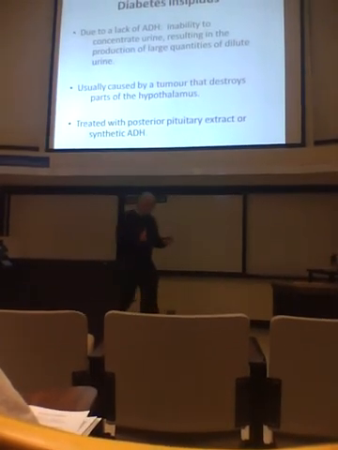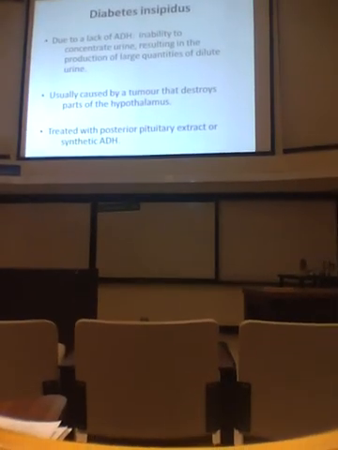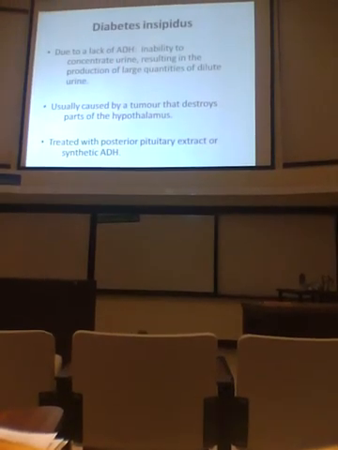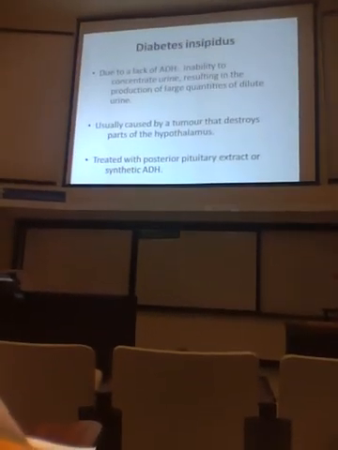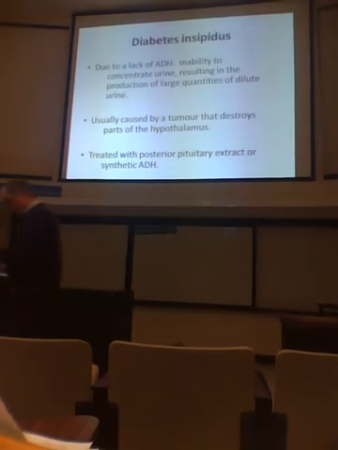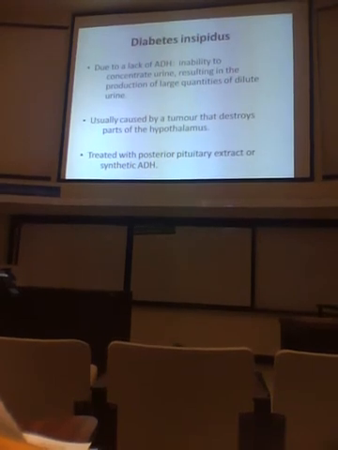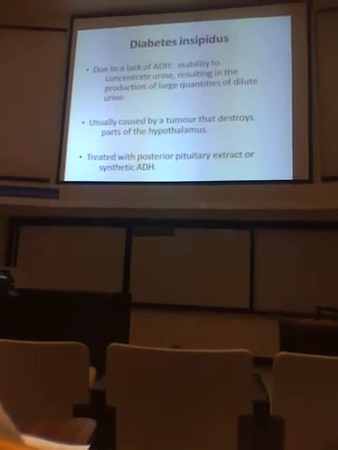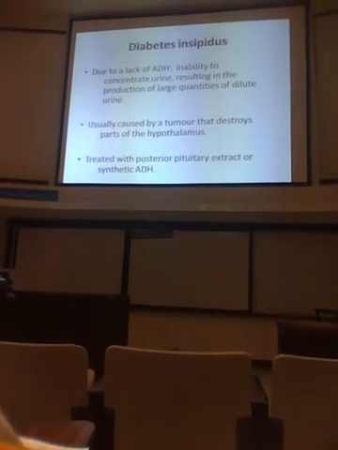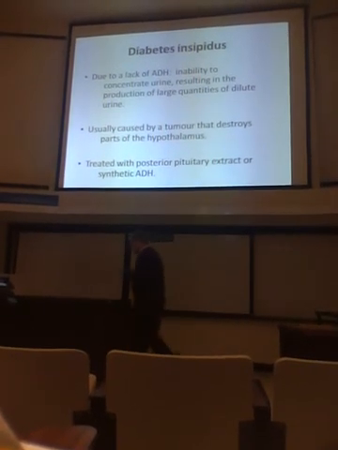Okay, here's a slide on diabetes insipidus. Don't have to spend long on this because we've already touched on it. Due to a lack of ADH, you can't concentrate the urine. You produce large quantities of dilute urine, usually caused by a tumor, which destroys parts of the hypothalamus, so you're no longer able to produce ADH. But it can be due to a lack of receptors for ADH in the kidney. So you've got normal ADH, but you can't respond to it. Fortunately, ADH is a relatively simple molecule, and you'll look at that later on in the term, so you can make it quite easily.